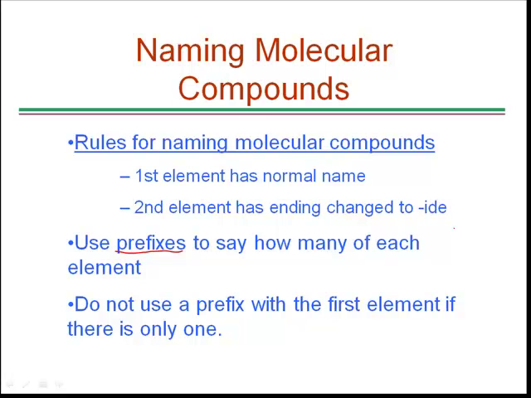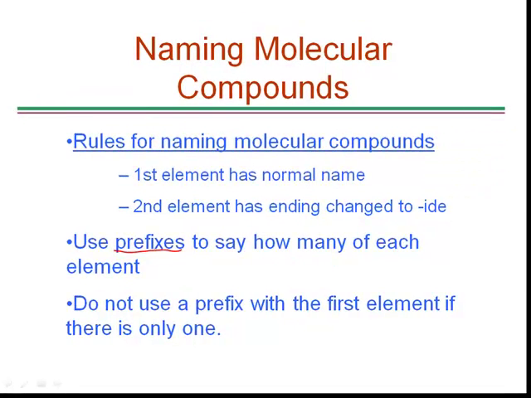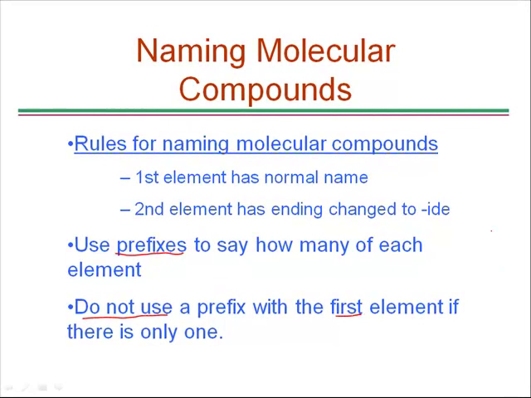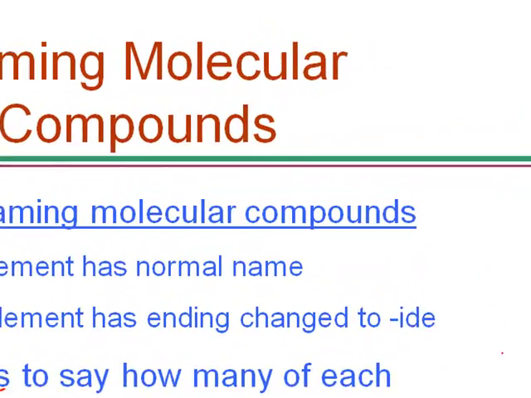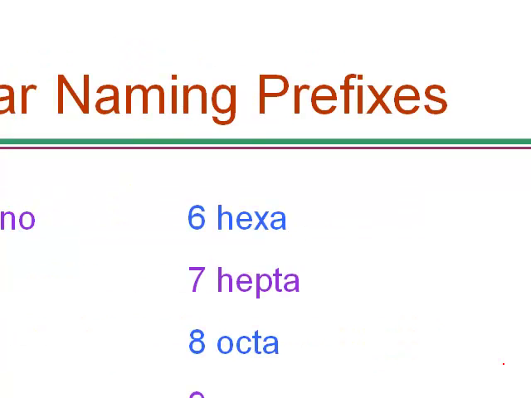Each prefix says how many of each element are in the compound. We do not use a prefix when the first element is only one. Okay, let's take a look at the prefixes that I want you to know. So here are the 10. Mono is 1, di is 2, tri is 3, 4 is tetra, 5 is penta, 6 is hexa, 7 is hepta, 8 is octa, 9 is nona, and 10 is deca. You need to commit those to memory.